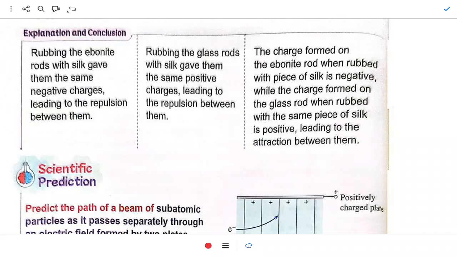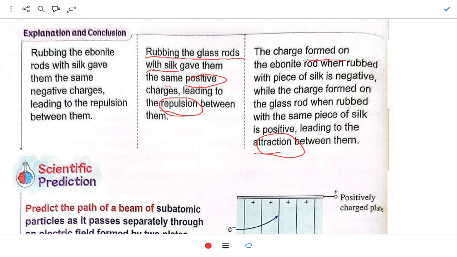A repulsion will happen because they have the same charge, because they were rubbed with a piece of silk, all of them. And the second case, rubbing two glass rods with silk gives them the same positive charge, so a repulsion will happen between them because they have the same charge. But in the third case, an attraction will happen between them because they don't have the same charge.